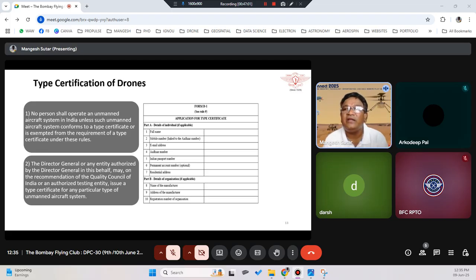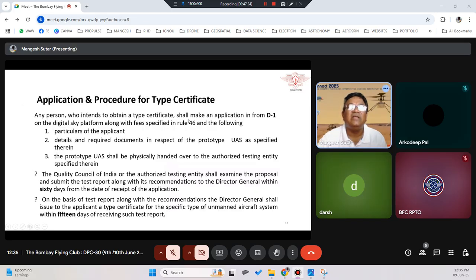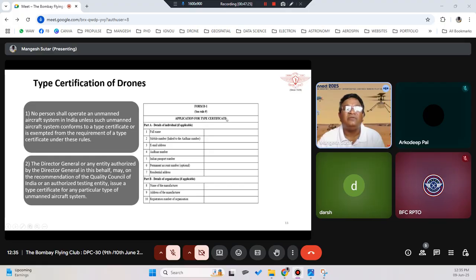So how do I get the type certification? I need to fill a form called T1. As I said earlier, the car was having 25 forms, whereas the new Drone Rules 2021 has only 5 forms. The first form from those 5 forms is form D1, which is the application for type certification. You see the heading of your form is application for type certification.